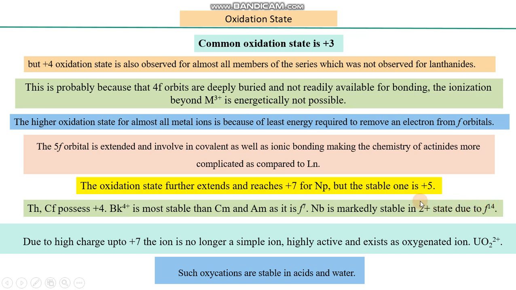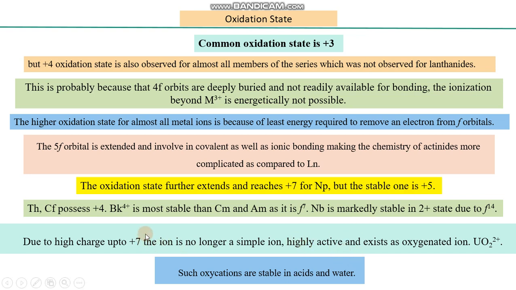And again, this is an anomaly because +3 is the common oxidation state, as we discussed at the beginning of this slide, and this is +2. So +2 can be explained only on the basis of this completely filled f subshell. Due to the high charge up to +7, the ion is no longer a simple ion, as we discuss in general chemistry, that whenever an electron is lost, how the bare ion looks or how it will exist in solution or any other suitable medium.